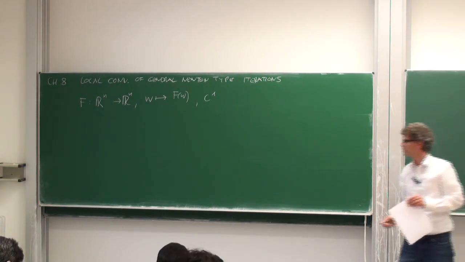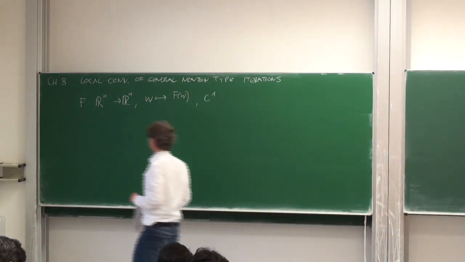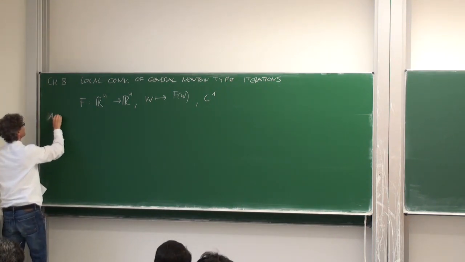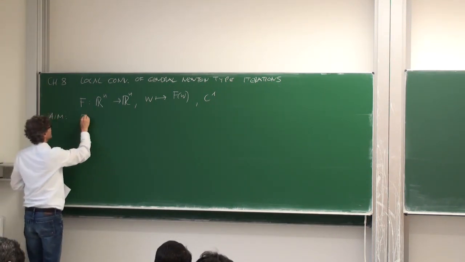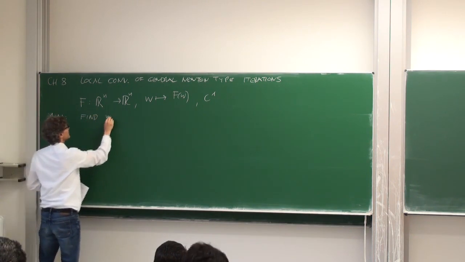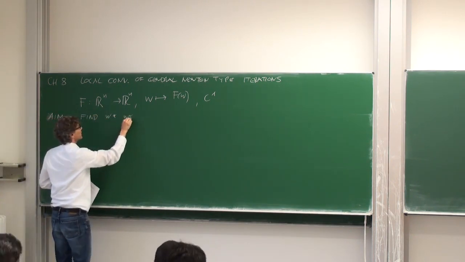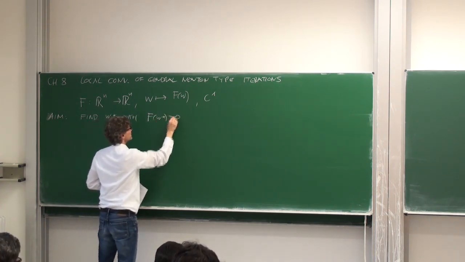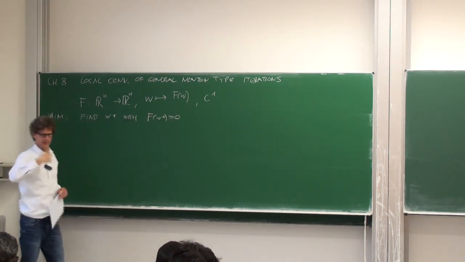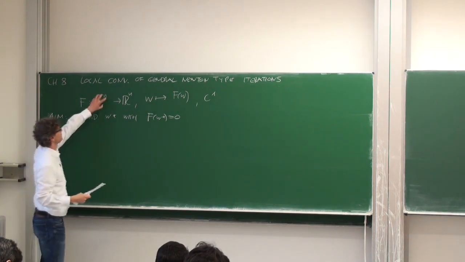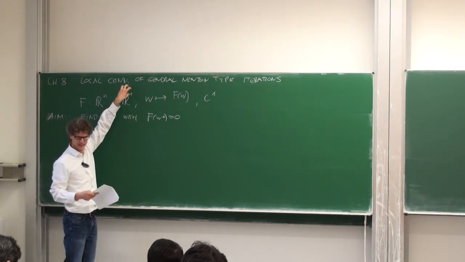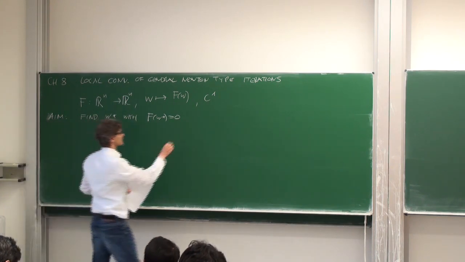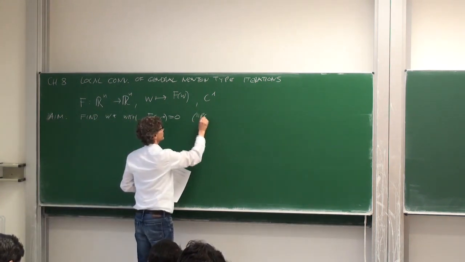But what was Newton's idea? Let's just recall it. The aim: let's first say what the aim is. Find a w star with F of w star being 0. And this is now a big F, a vector valued function which has exactly the same number of inputs as it has outputs, right? So that is actually the general setting for root finding.